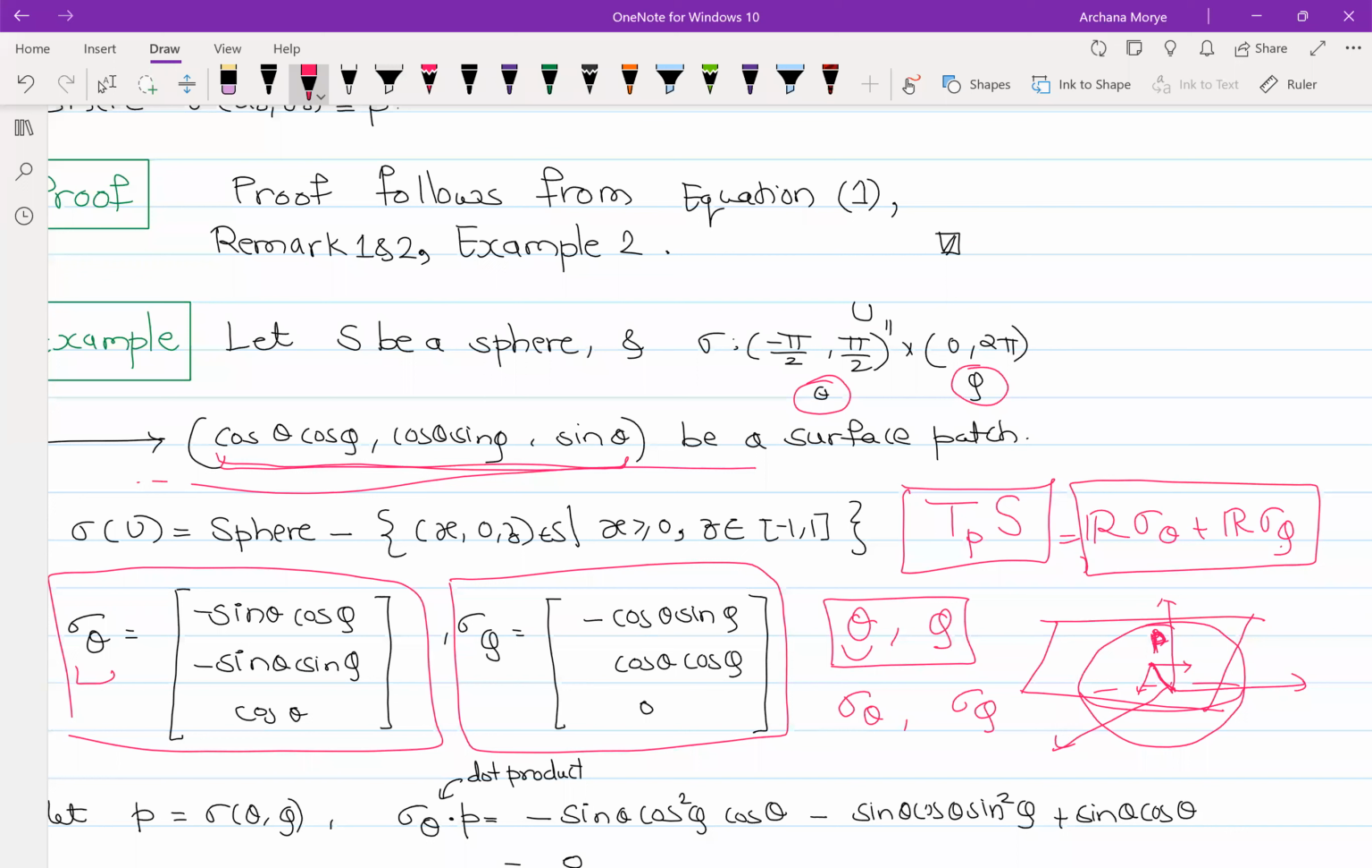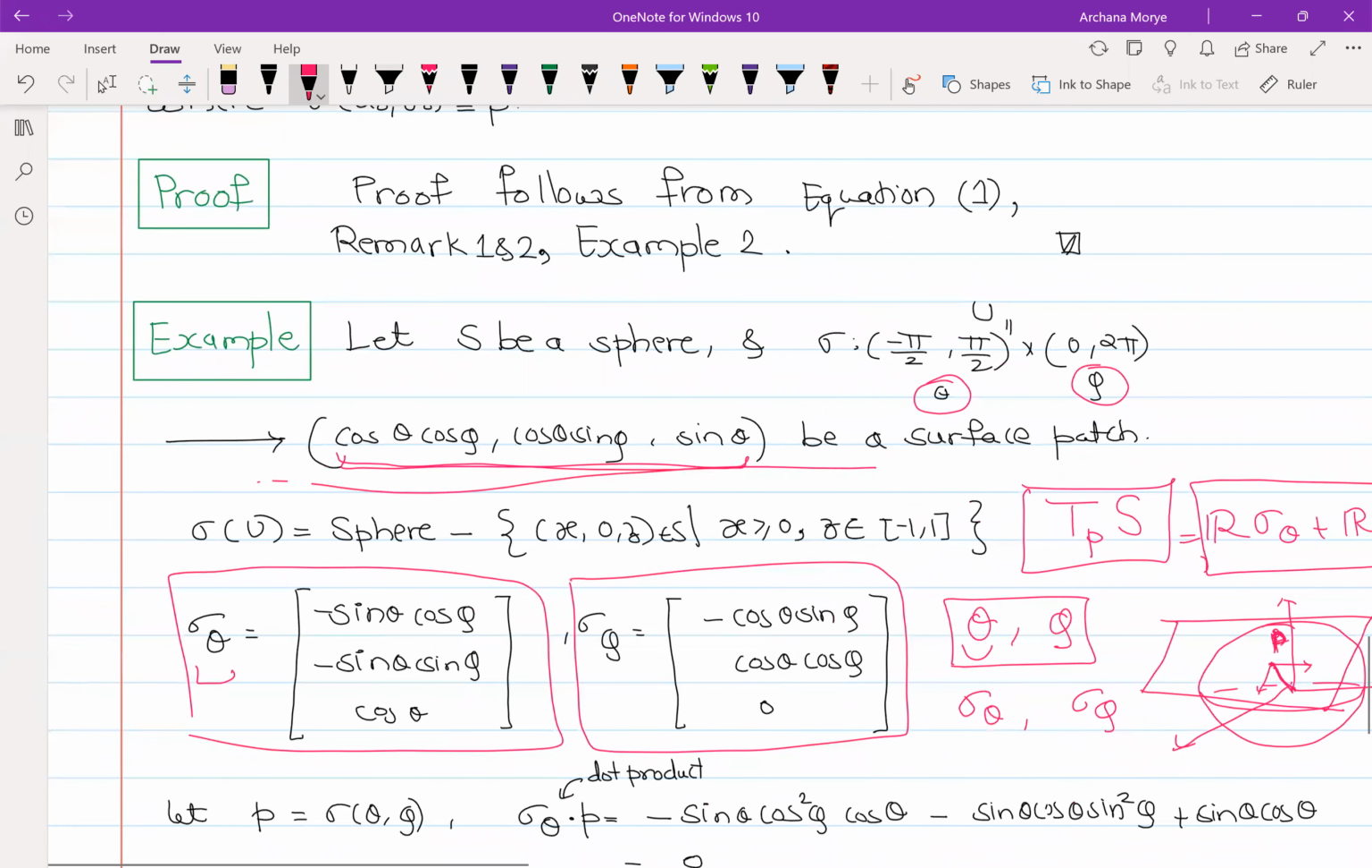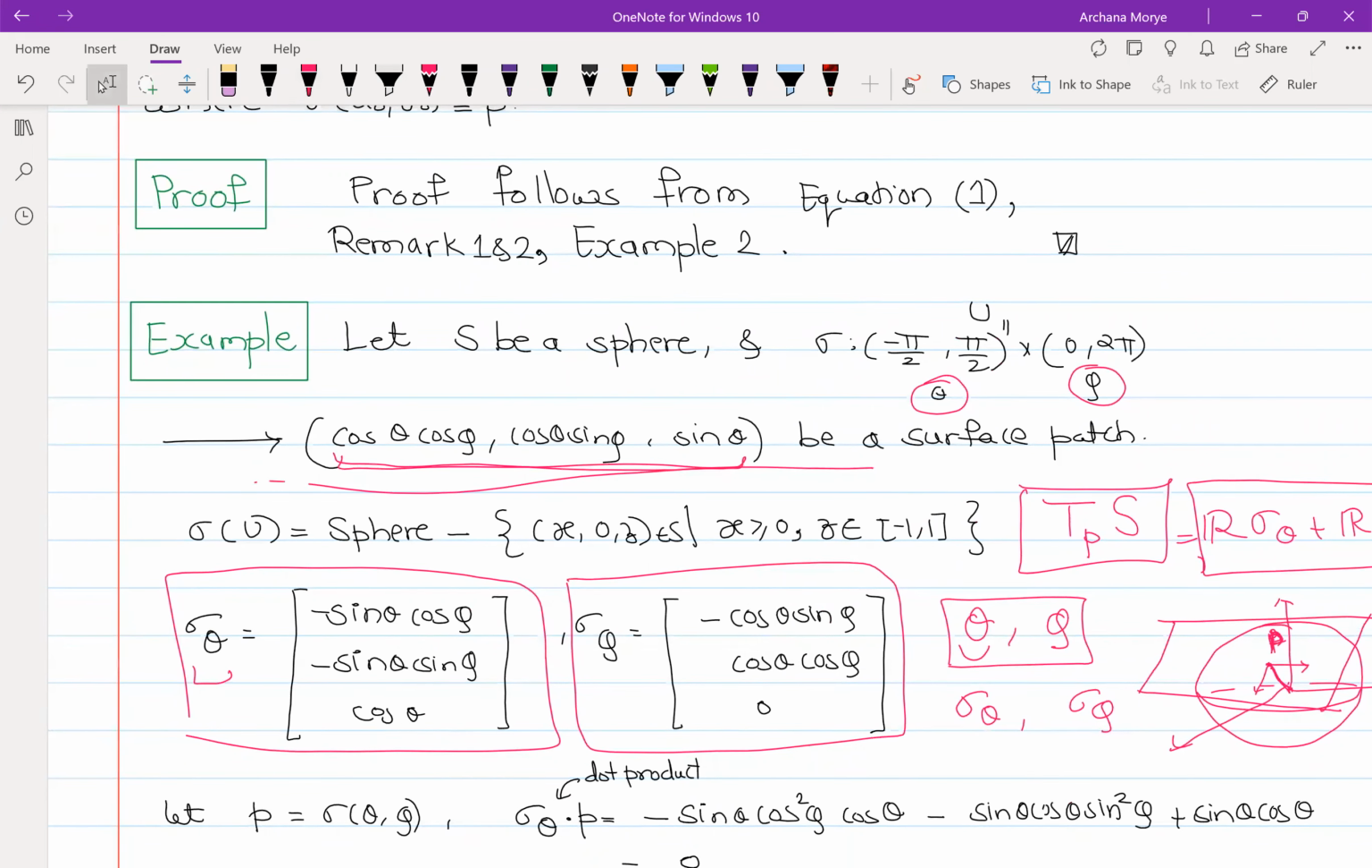So now let us verify that if I take a point from this sigma theta, sigma phi, it is tangent to my point P. How will you check that? Even if you show that sigma theta and sigma phi are tangent to my original point, then I'll be done, right? Because then every linear combination will also give the same thing. And how do you check that two vectors are tangent to each other?